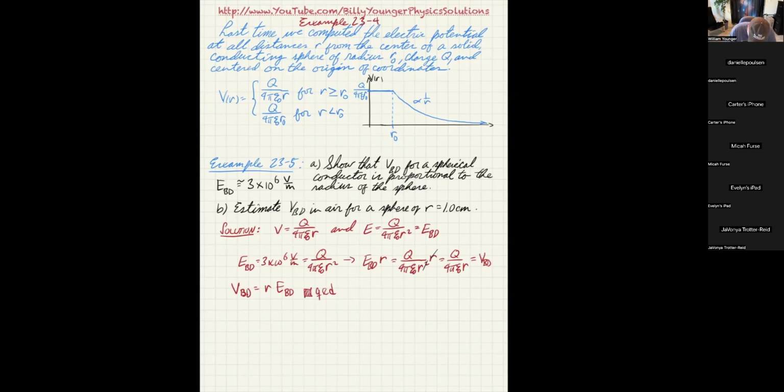Okay, so that was part A. Now part B, and I'll go ahead and circle this. Part B is for us to estimate the breakdown voltage for a sphere of radius 1 centimeter. What I want you to look at, though, is VBD equals R times EBD. It just basically means that for a really small radius R, that number is going to be multiplied by 3 times 10 to the 6 volts per meter. And for instance, if it's 10 to the negative 2, then we all of a sudden are looking at not 3 million volts per meter, but 30,000 volts per meter. And that means a low breakdown voltage occurs if you have a low radius.